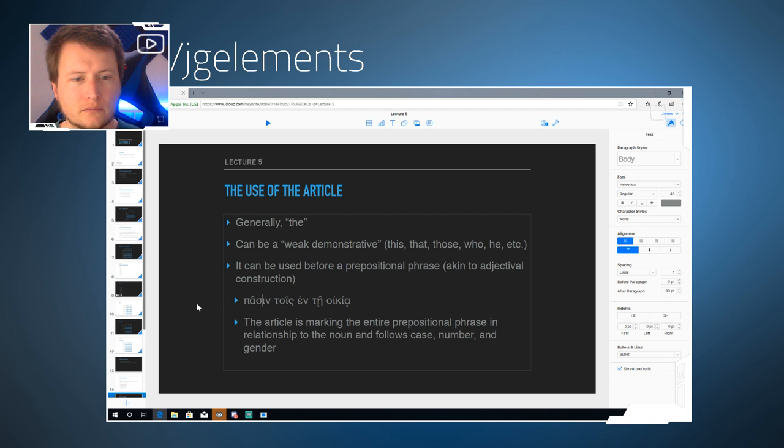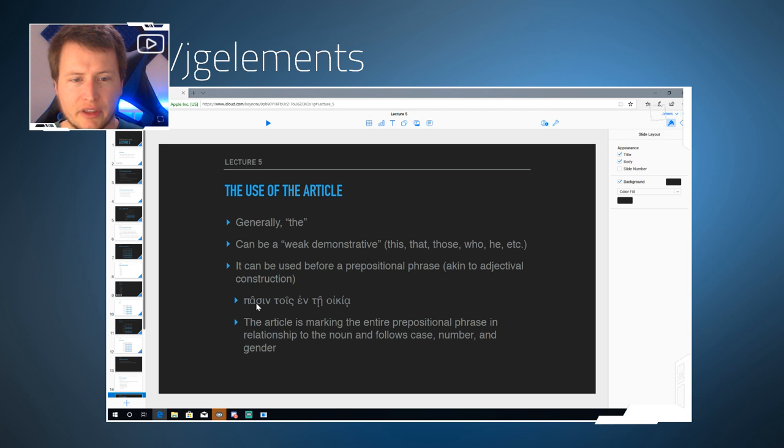Pasin, tois, en tei oikia. So this is dative, feminine, plural, from pas. Tois is dative, feminine, plural. Right? N is dative. T is feminine. Oikia, feminine. So it causes it to match, right? Case, number, and gender. This is plural. This is plural. This is not. This doesn't have to match. Keep that in mind. This is part of the prepositional phrase, the object of the preposition. But this is what matches with that. And so it takes this whole clause, this whole prepositional phrase, and points back to this.